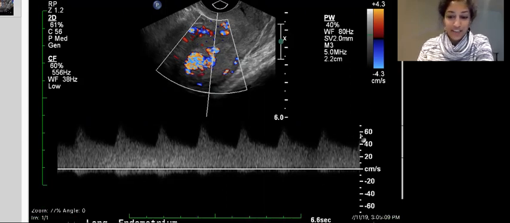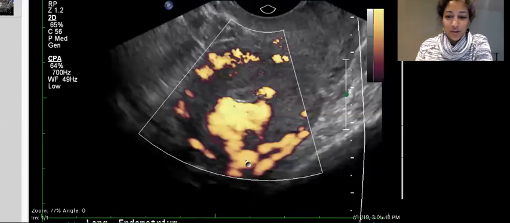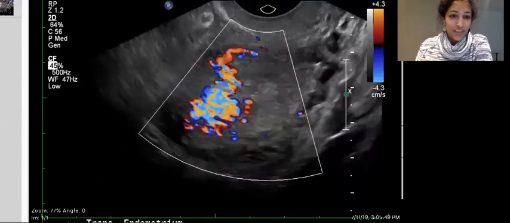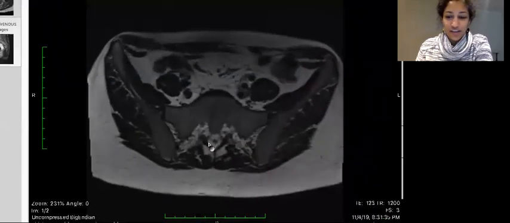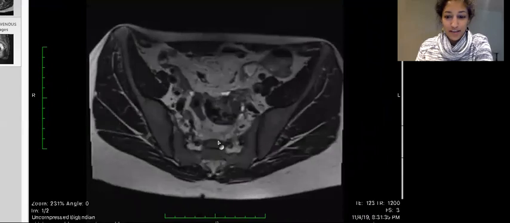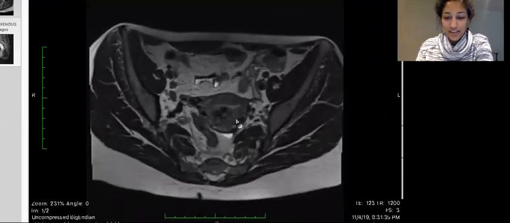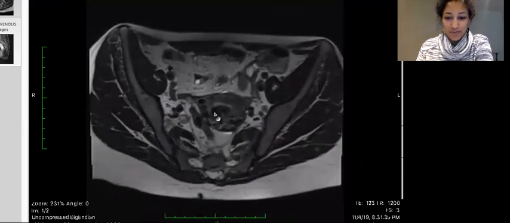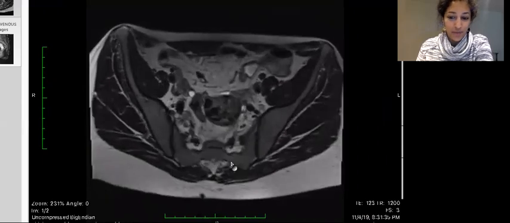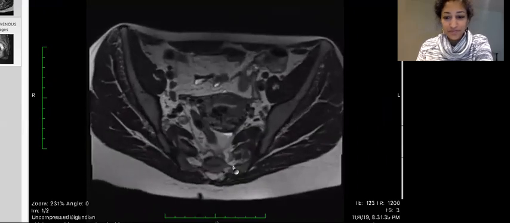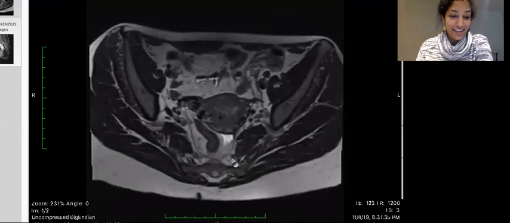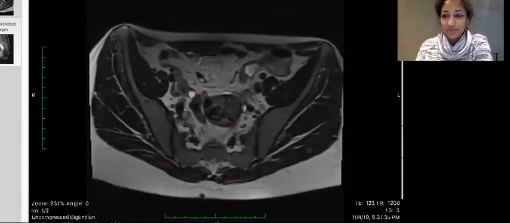It was almost 60 centimeters per second. It had a lot of aliasing. And it actually also had this spectral broadening, which is what Dane talked about last time. And then here's power Doppler. And then on MRI, we can see that on the T2, there are all these flow voids centered within the myometrium here. So yeah, great. This was a uterine AVM.